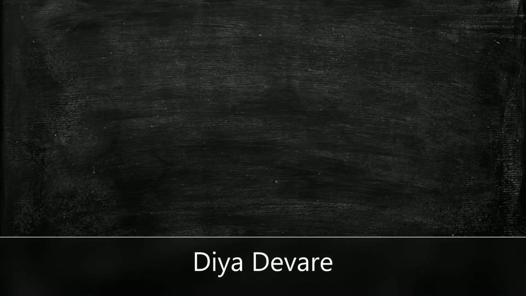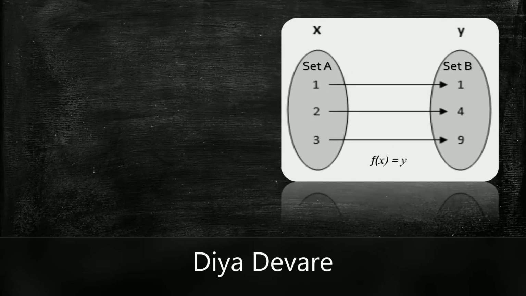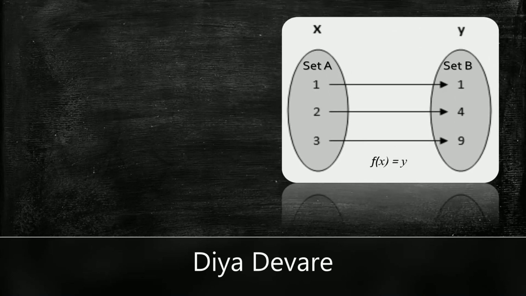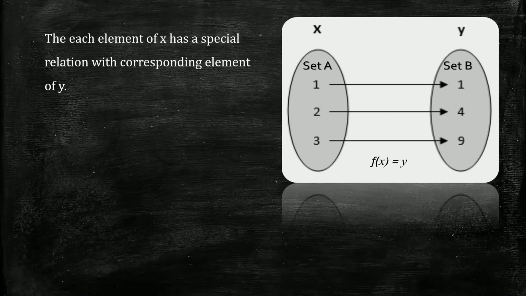That was really confusing. Let us understand the concept of a function via this image. In this image, we can see that each element in set A has a special relation with the corresponding element in set B. Basically, each element y in set B is the square of the element in set A.